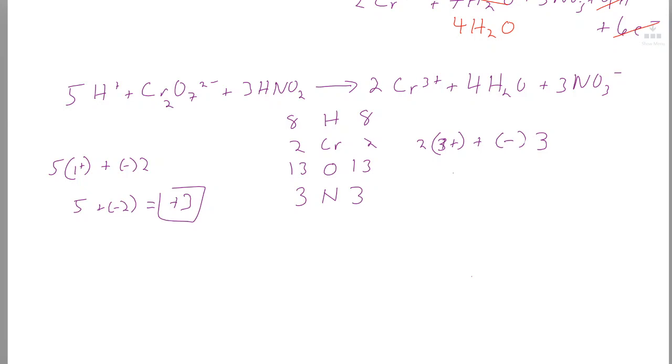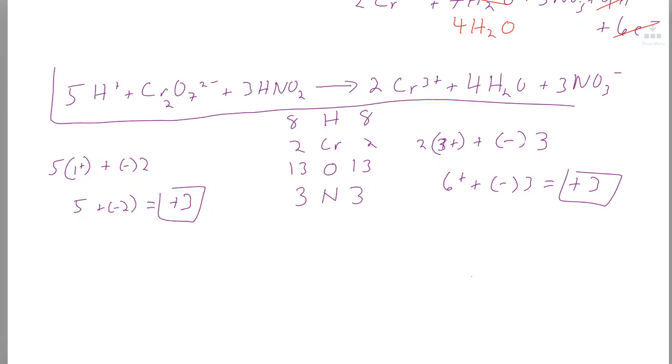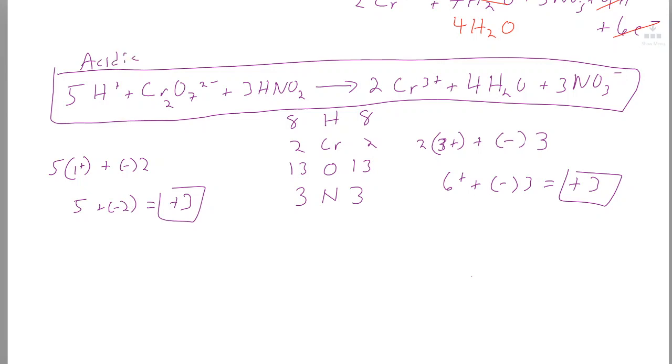Okay, so I end up with plus 6 plus minus 3, which basically gives me a plus 3. So our charge is balanced, our mass is balanced. So ultimately this is a good balanced equation. This would be your final answer. And remember, this would be an acidic solution. The reason we say it's acidic is because I have H plus left over.